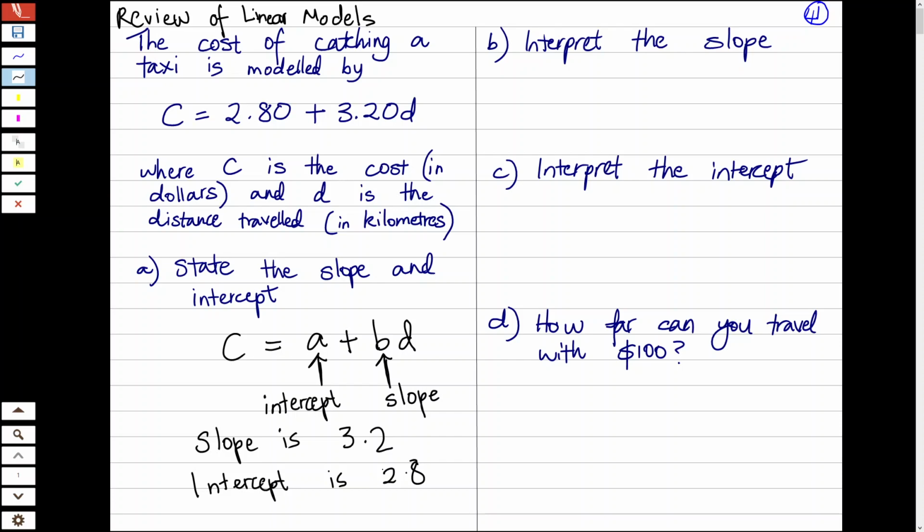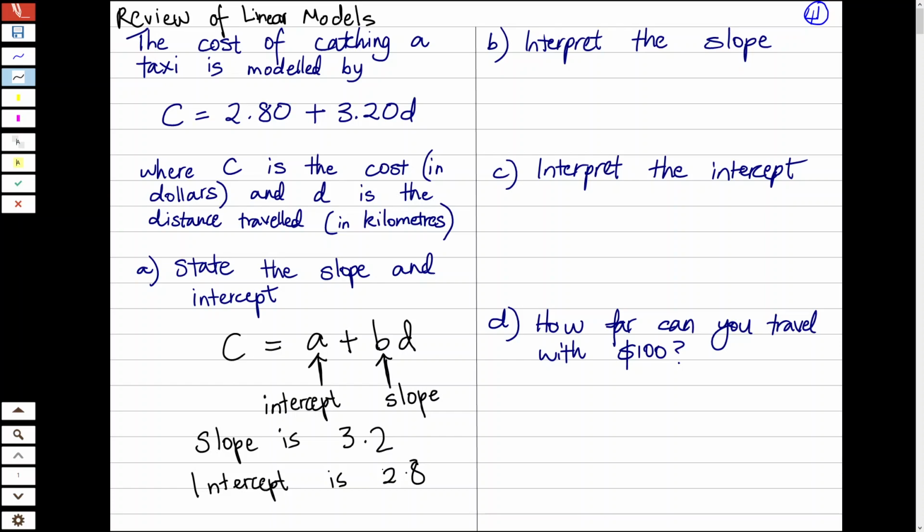Let's imagine I travel a distance of 0. Okay, so I've got in the taxi and I haven't gone anywhere yet. How much am I going to be charged? But look at the equation. Yeah, isn't it 2.8? Yeah, 2.8 because I've gotten into the taxi and haven't traveled anything yet. So you've got to look at the equation here.